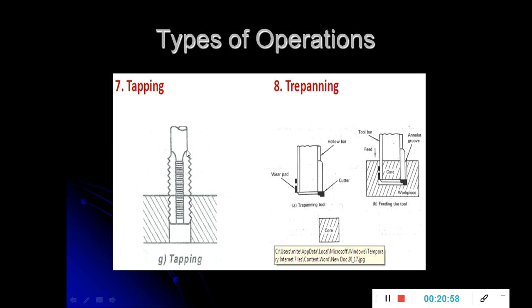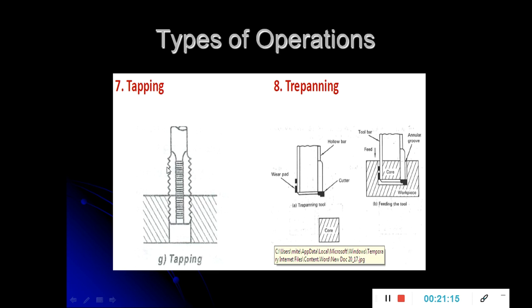It is done manually or with the help of a machine. For manual tapping, a tap wrench is required, and the operator rotates this tap wrench so that the tap is inserted into the already drilled hole to produce the internal threads.